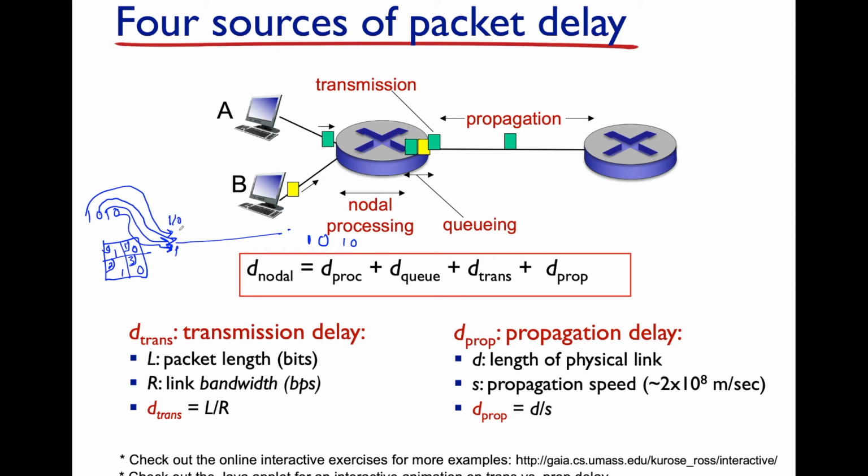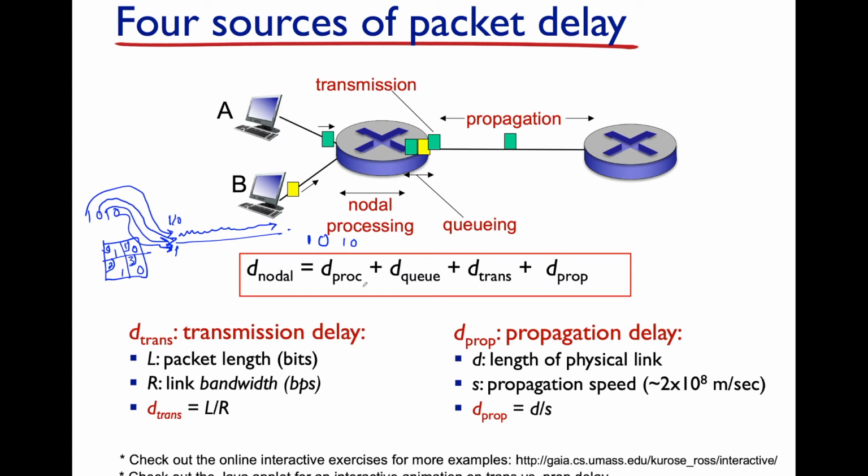But the propagation delay says once that 1 or 0 is represented on the link, how much time does it physically take to travel down that link in order to get to the other side? That's propagation delay. It depends on two things: the speed of propagation of that link, and the length of the link. Something like a fiber optic strand is very, very fast. There's little interference. Something like satellite is relatively slow.